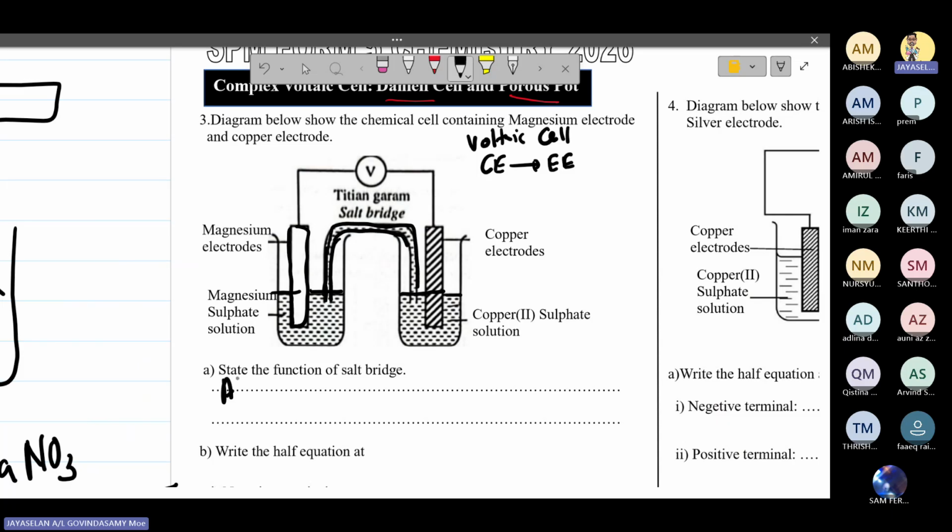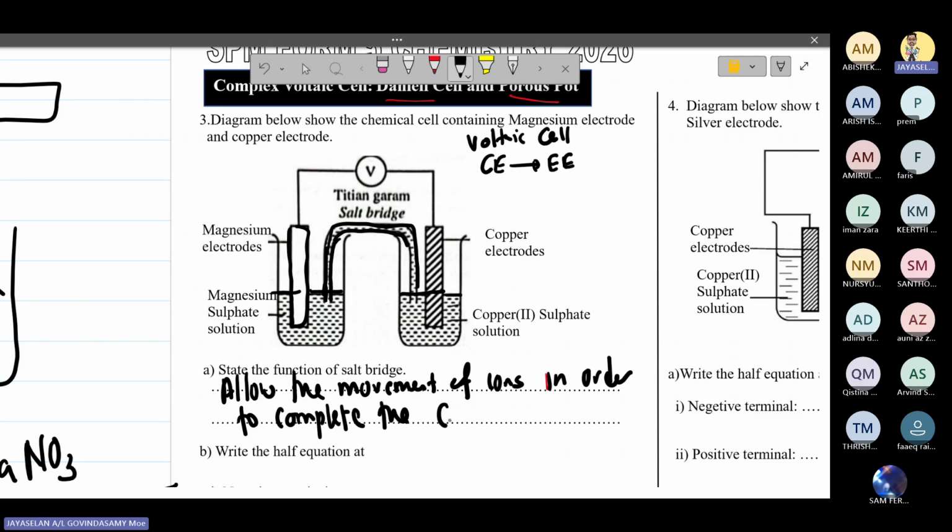Sama je. Function membenarkan, allow the movement of ion, not electron. Electron hanya dapat bergerak dalam electrode dengan wire sahaja. Tolong ingat. Allow the movement of ion in order to complete the circuit. You already score 1 mark. Any question? No question. Allow the movement of ion in order to complete the circuit. Even porous pot, sama function saja.